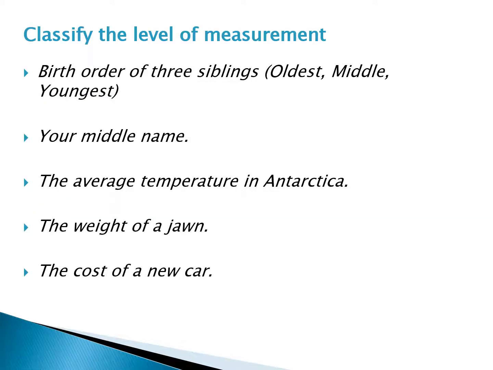All right, so when we classify these, birth order of 3 siblings. This has data that's categorical, but we can order them. So this is ordinal. Your middle name, all right, this has no order and it's categorical, so this is a nominal level of measurement. Average temperature in Antarctica, this is quantitative. Temperatures can go negative, so this is an interval level of measurement. The weight of a person, weights can't be negative, this would be ratio. Cost of a new car, you wouldn't pay a negative amount for a new car, so this is also ratio.